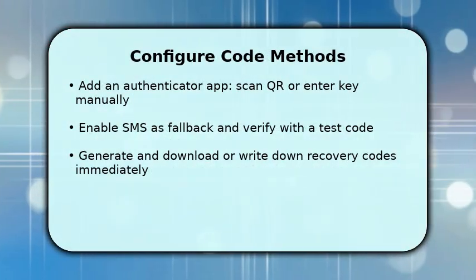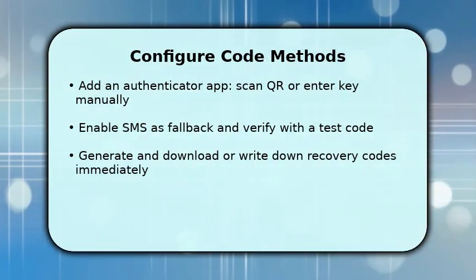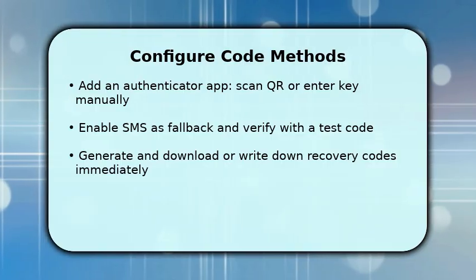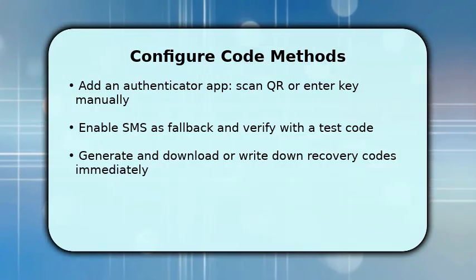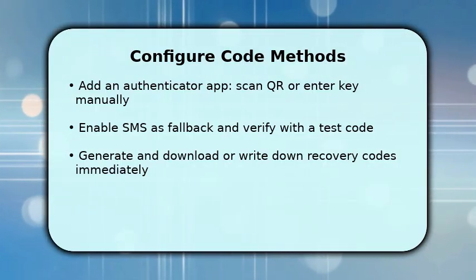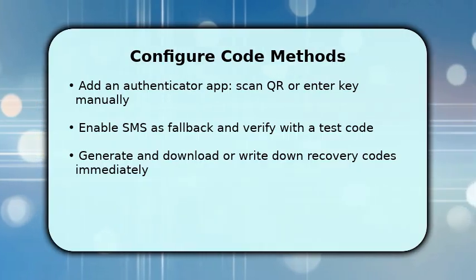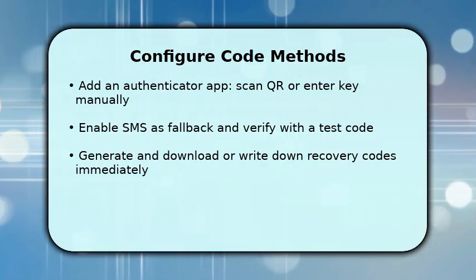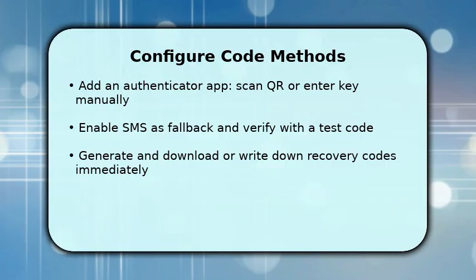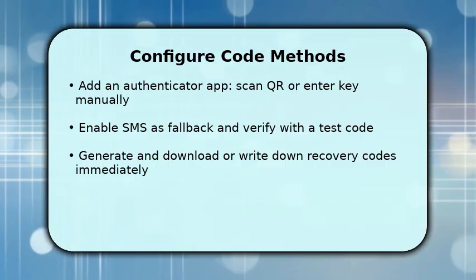Now configure the detailed options. If you pick an Authenticator app, open the app, scan the QR code Facebook shows, or type the code manually, then enter the generated 6-digit number to confirm. If you choose SMS as a fallback, Facebook will send a verification code. Enter it to validate the number.